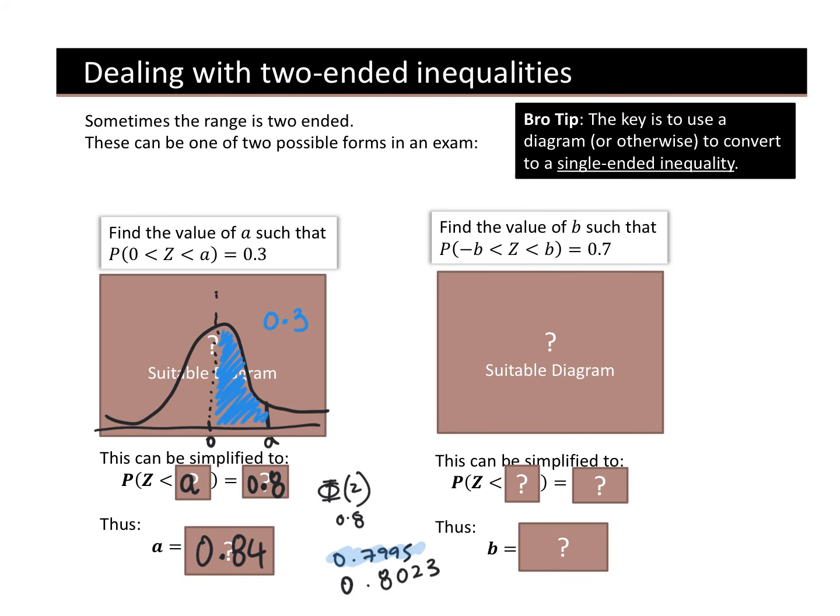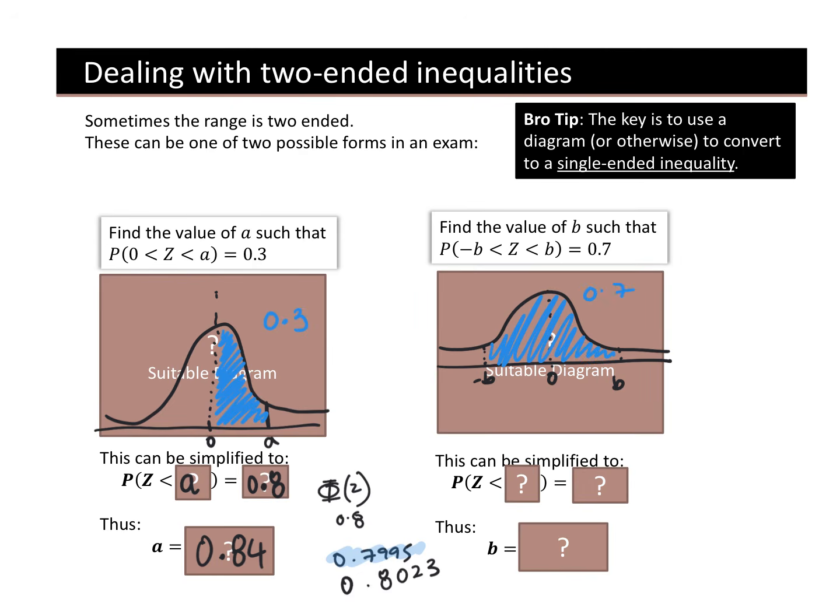So for the second part, it says find the value of B such that between minus B and B is 0.7. So if I was to draw a suitable diagram, here is minus B, here is my 0, and here is my B. Remember, we don't know what B is, but we know it's going to be symmetrical. So that means this whole area, do it in blue, this whole area is what?